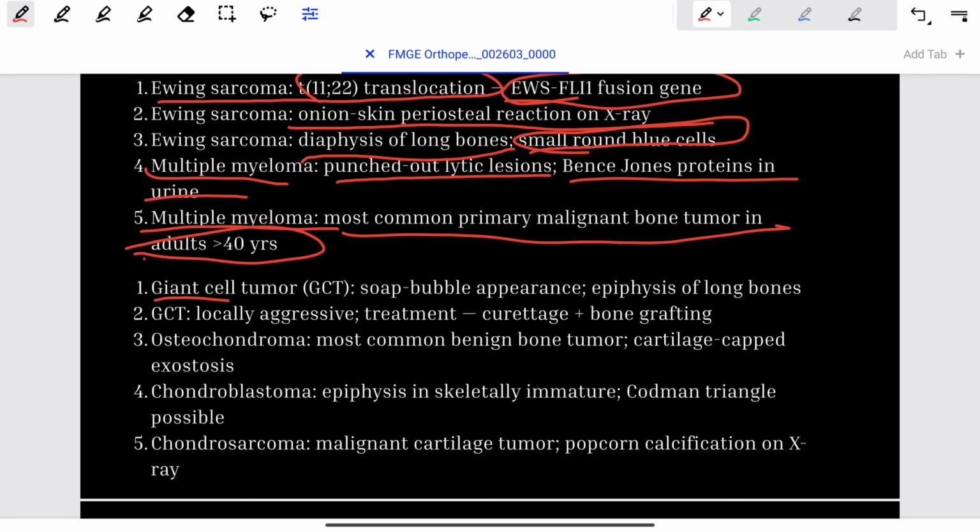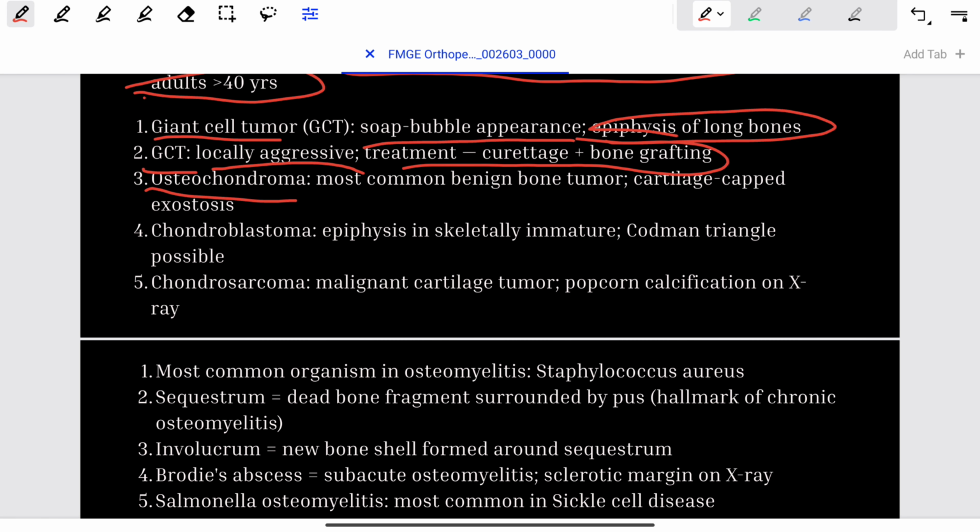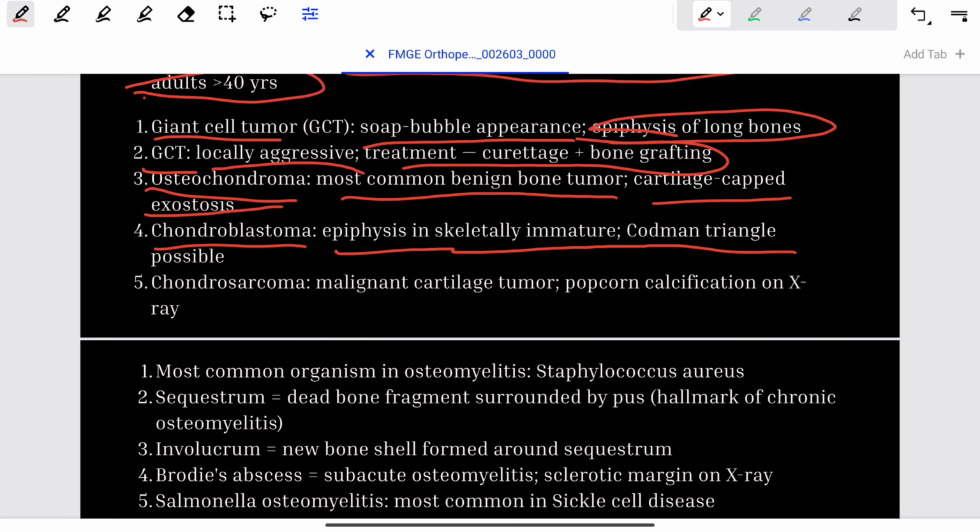In giant cell tumor, soap bubble appearance and typically involves the epiphysis of long bone. In this tumor, treatment is curettage followed by bone grafting. In osteochondroma, the most common benign bone tumor, there is a cartilage capped exostosis. In chondroblastoma, typically occurs in the epiphysis of skeletally immature individuals. In chondrosarcoma, malignant cartilage tumor showing popcorn calcification on X-ray.